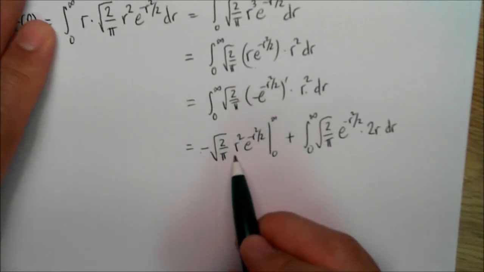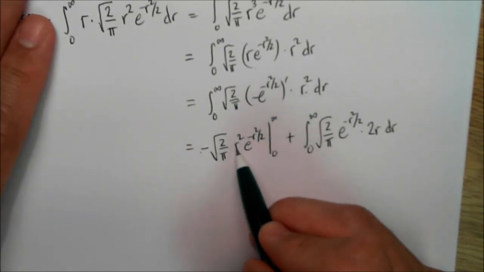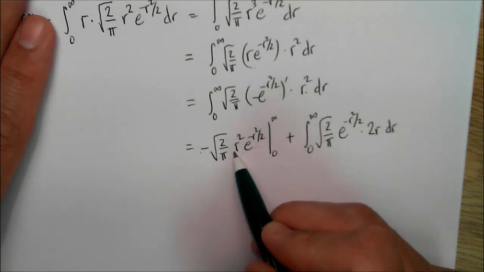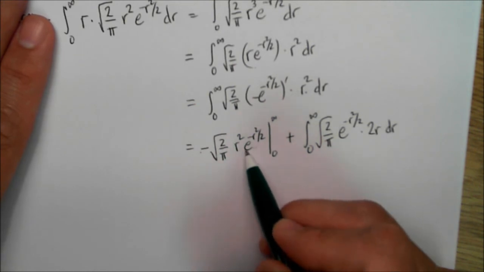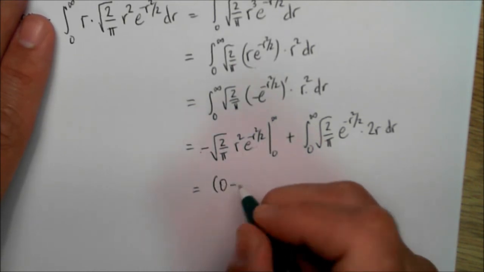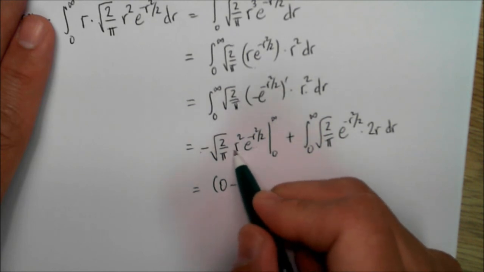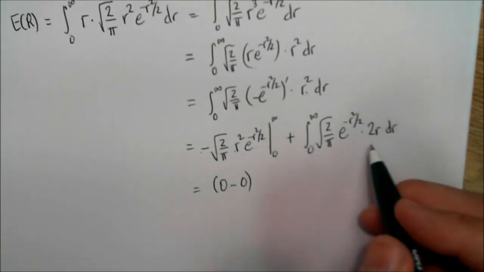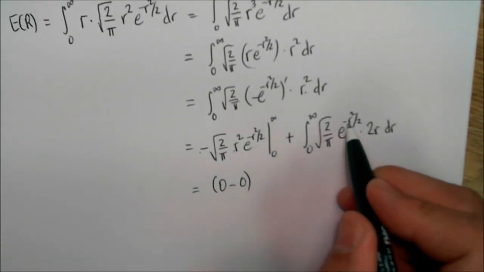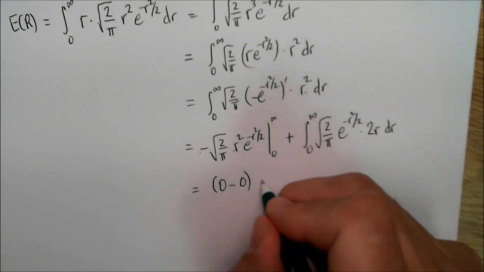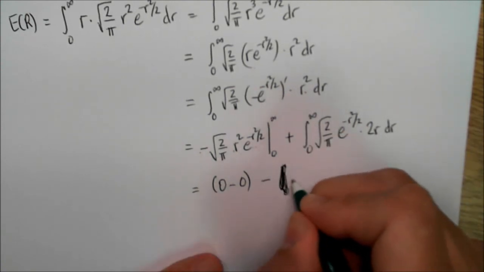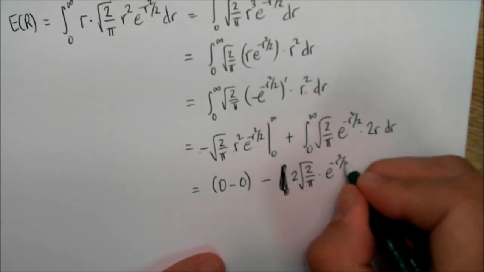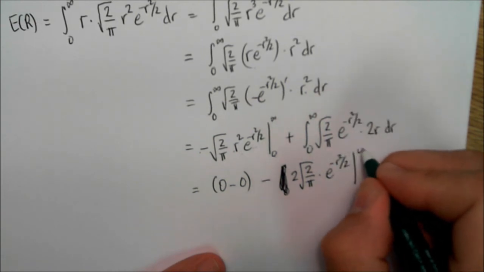Okay, now let's evaluate this part. At infinity, we have infinity times 0, and one of our rules is that exponential decay always beats polynomial growth. So technically I have to use L'Hopital's rule, but if I plug in infinity, I get 0. And if I plug in 0, clearly I get 0 because of the r squared term here. All right, now this next bit. Notice I've got r times e to the minus r squared over 2 again. And so that's going to be negative 2 square root of 2 over pi times e to the minus r squared over 2, evaluated from infinity to 0.